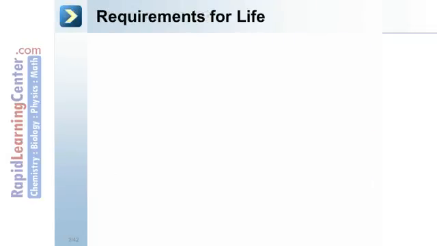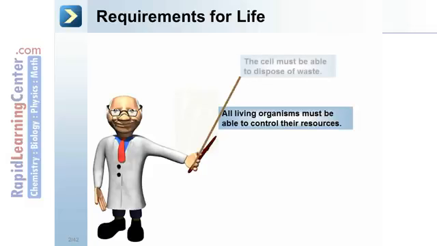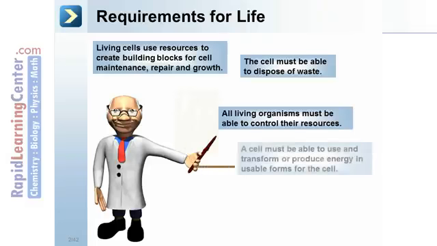Cell requirements for life. All living organisms must be able to control their resources. The cell must be able to dispose of waste. Living cells use resources to create building blocks for cell maintenance, repair, and growth. They must be able to use and transform or produce energy in usable forms for the cell.